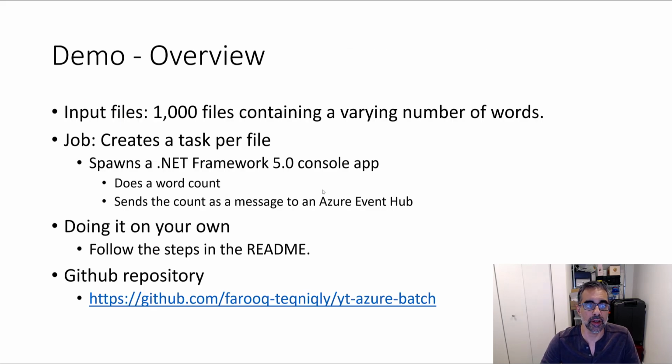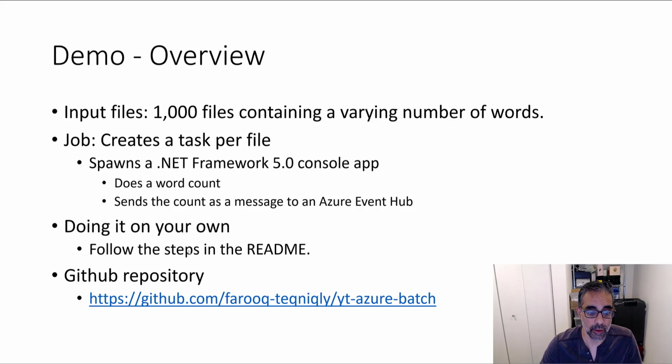And here's an overview of the demo. So in this demo, we have our input files, which are 1,000 files containing a varying number of words. Okay, and so what is the job going to do? Well, the job will create a task per file. And so for every file, we're going to run a .NET Console app, which counts the words and sends the count as a message to an Azure Event Hub. Very simple.